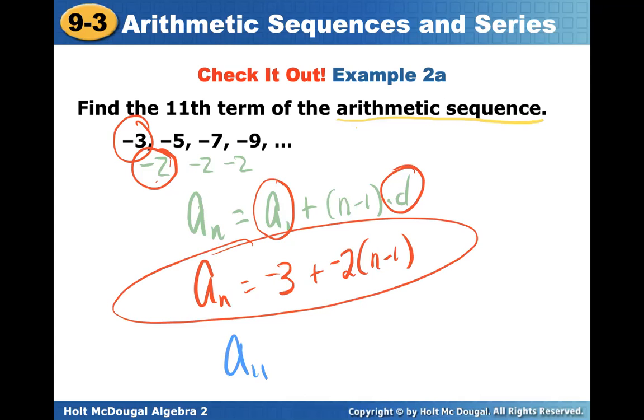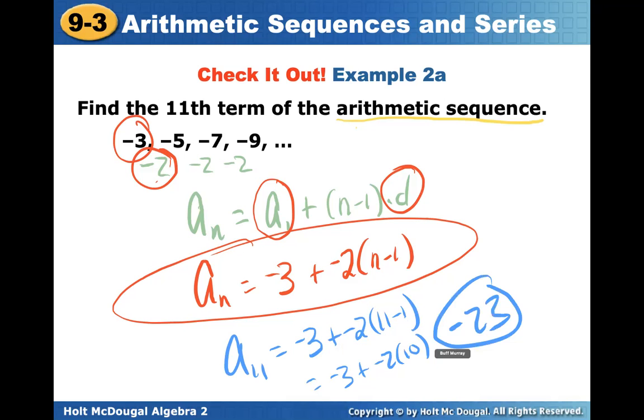Pretty easy. What do? Plug in 11 for n. Negative 3 plus negative 2 times 11 minus 1. Well, that's going to be negative 3 plus negative 2 times 10. That would be our 11th term.